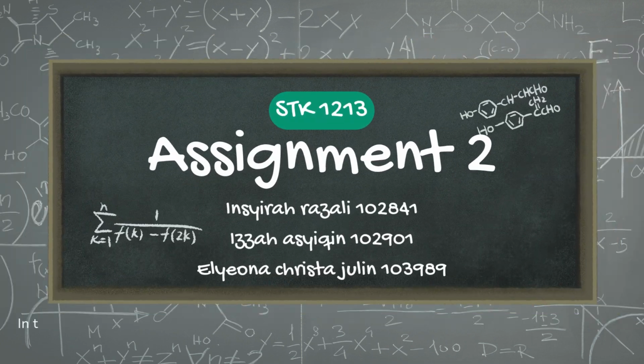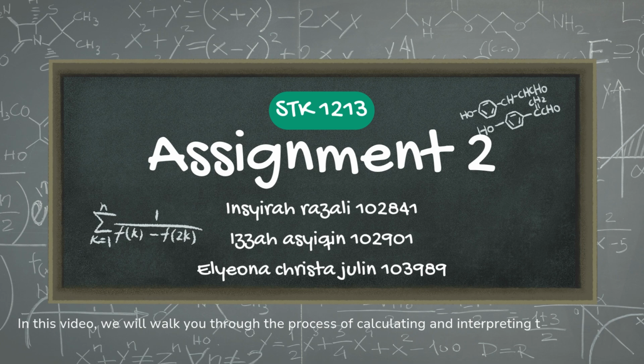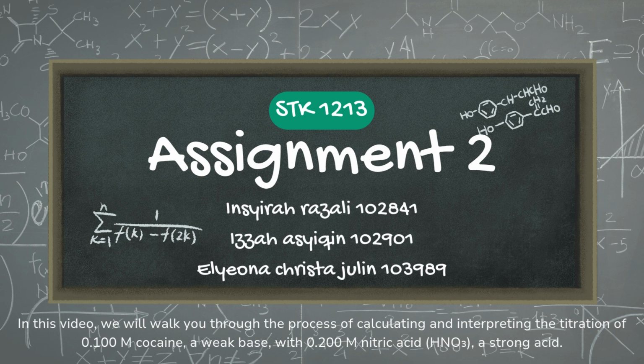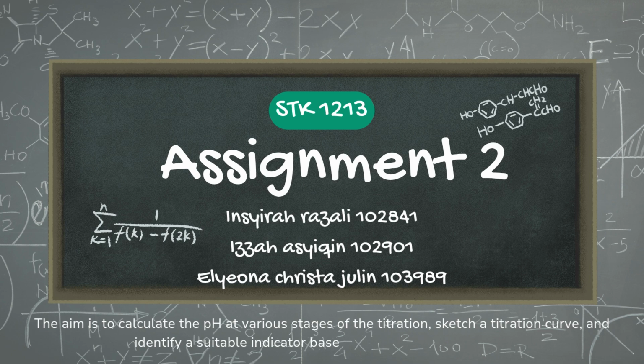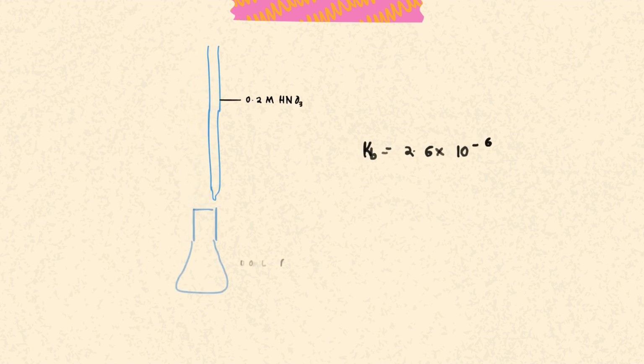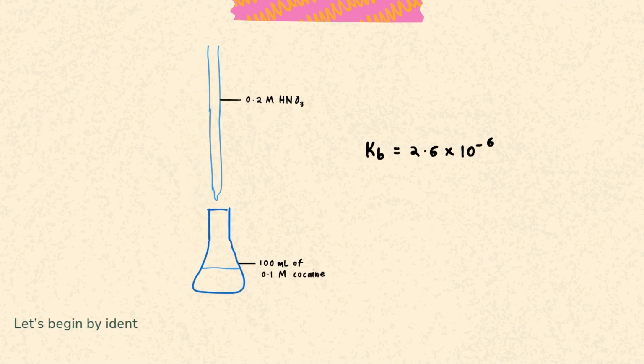In this video, we will walk you through the process of calculating and interpreting the titration of 0.1 M cocaine, a weak base, with 0.2 M nitric acid, a strong acid. The aim is to calculate the pH at various stages of the titration, sketch a titration curve, and identify a suitable indicator based on the equivalence point.